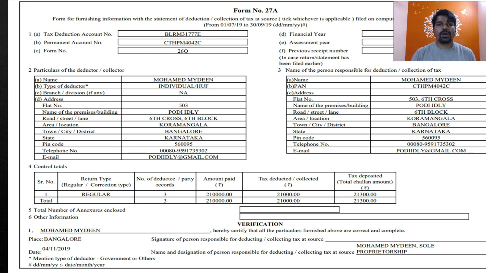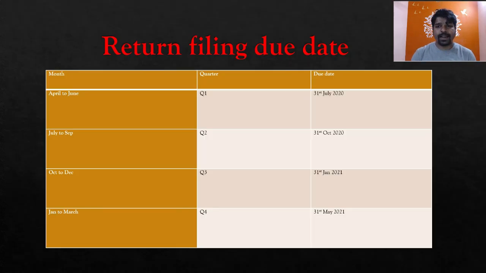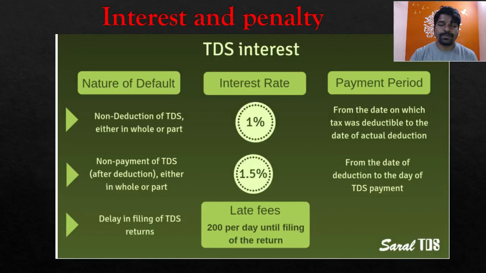So this is about how you compute TDS, how to deduct it, how to pay it, and how to file it. Now the return filing due date: every quarter you have to file. First quarter 31st July, second quarter 31st October, third 31st January, and fourth 31st May. First quarter and second quarter due dates are extended up to 31st March due to the COVID situation, and the remaining third and fourth are the same.